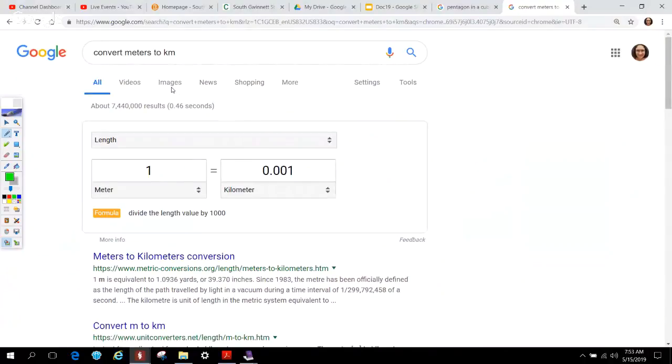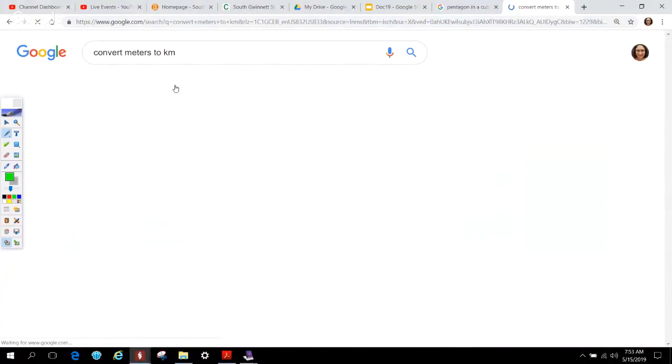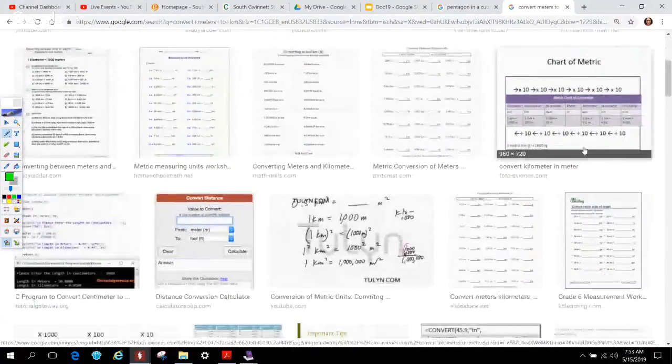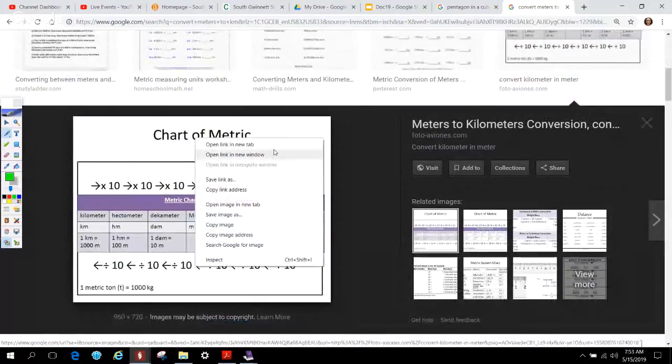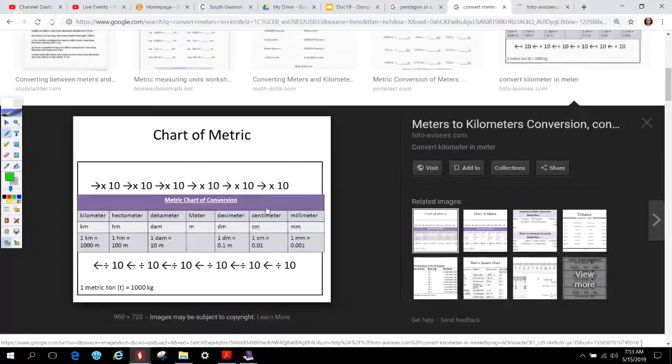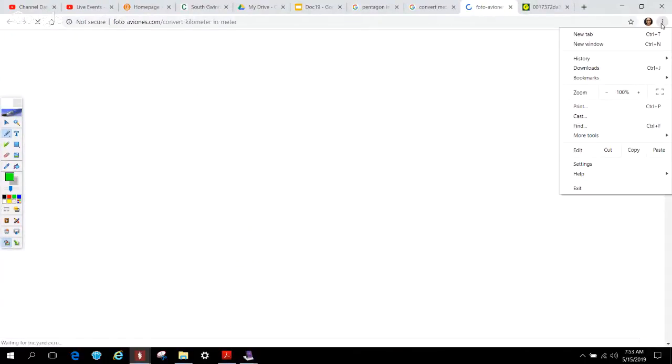Here is, hopefully, come on with the power of Google. No, yeah. So here is a metric chart. Open image in new tab. So. Hurry up, open up, you're driving me insane.